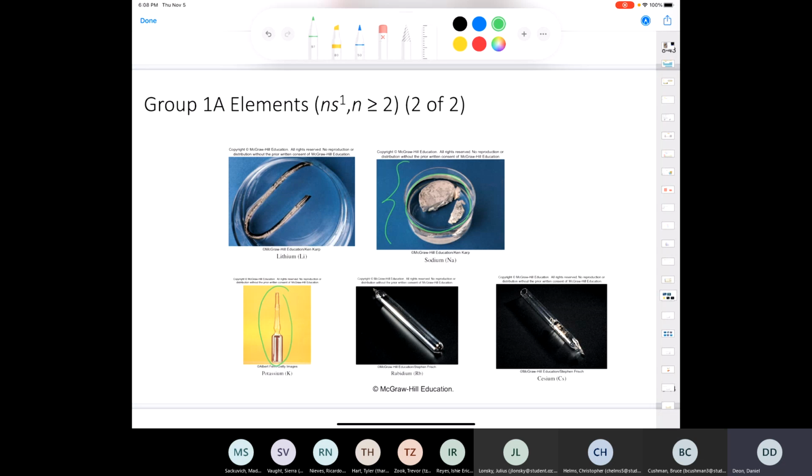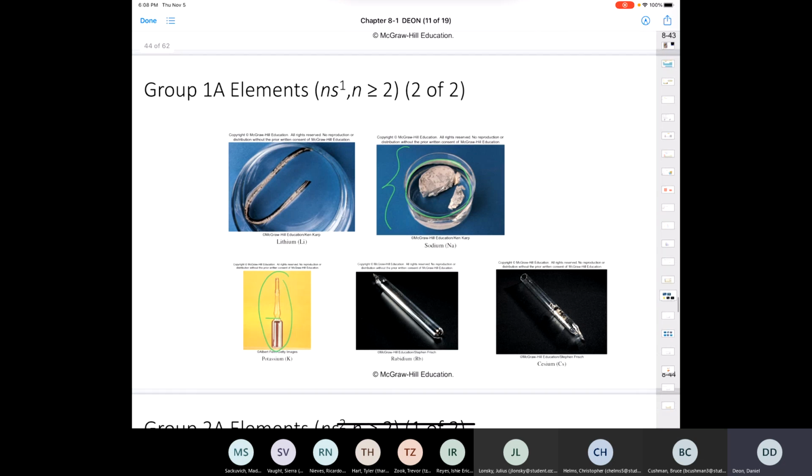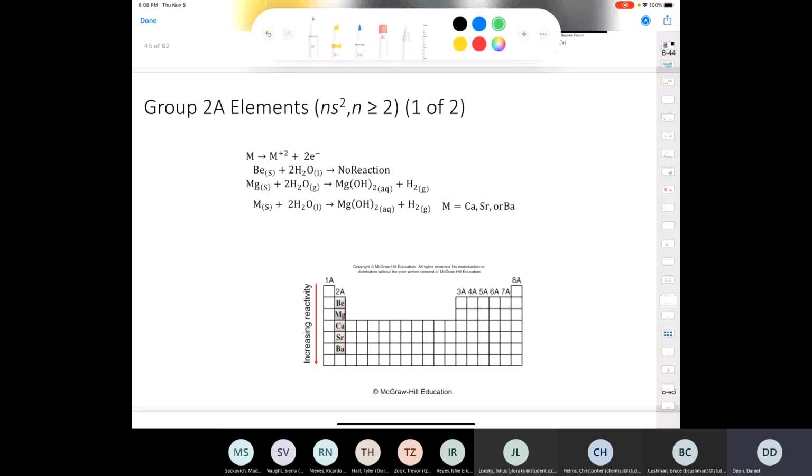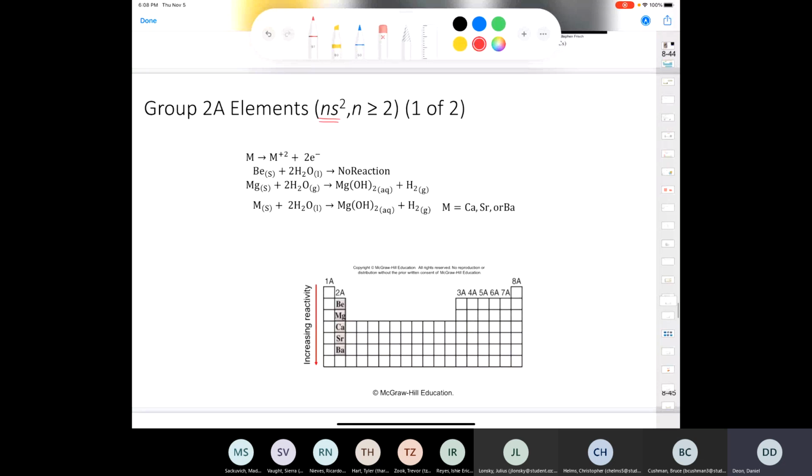This glass vial here is called an ampoule, and you simply crack this open if you hold it in your hand and crack it with your thumb. And again, the same thing applies with potassium, in that it has to be kept away from moisture in the air. Otherwise, a violent reaction will ensue. The group 2A elements all have the same outer electron configuration, in that they all have two valence electrons in an s orbital.